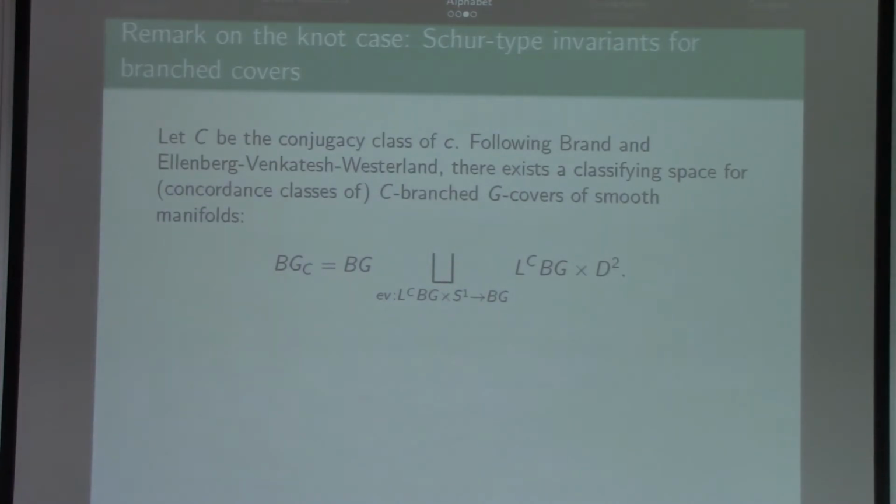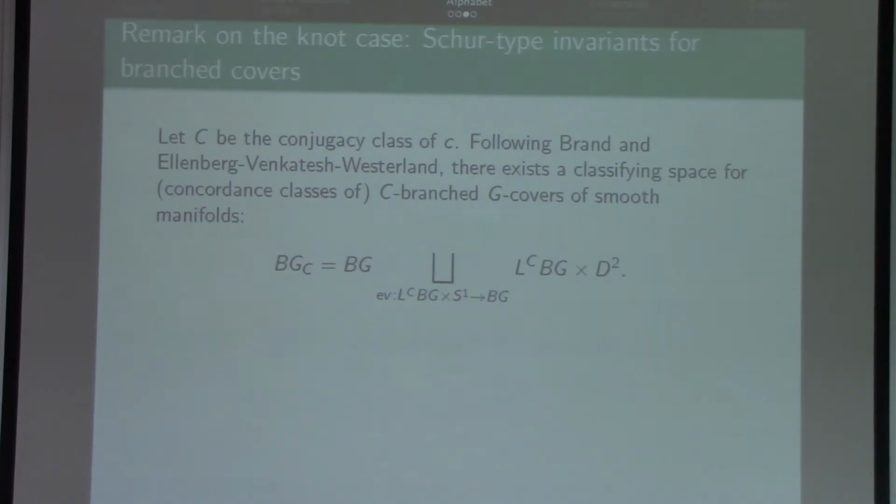So now we have some constraints. You don't allow arbitrary branch types. So these are branched G covers with branch types in the conjugacy class C. Remember, C at the very beginning of the statement in the second theorem was just some fixed element of G that we're fixing as a color for one of the arcs of our knot. C is its conjugacy class.